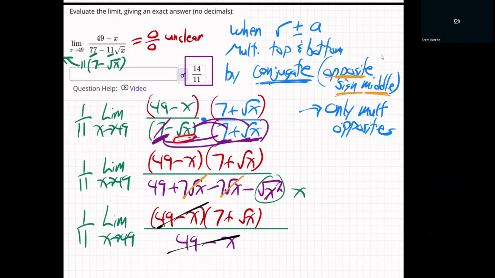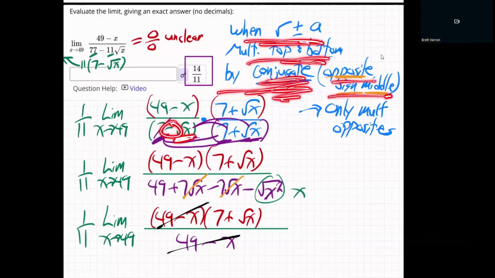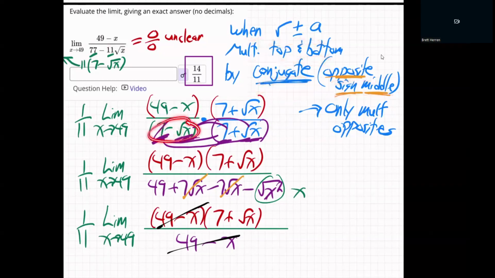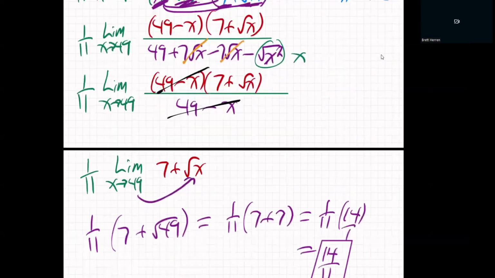And then you go, I got a root, added and subtracted. So when you have a root added or subtracted, you multiply the top and the bottom by the conjugate, which means opposite sign in the middle. So I just take that 7 minus root x and I multiply top and bottom by 7 plus root x. Only multiply out the opposites, though. It's just easier that way. Leave the top as it is. Multiply out the bottom, cancel, the root of x squared is x. See how it got rid of all the roots? And then these canceled. And then the problem became a piece of cake. Then we can plug in the 49, 14 over 11. And so there we go.